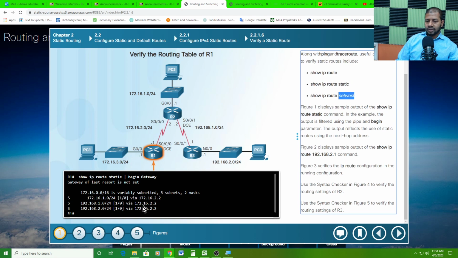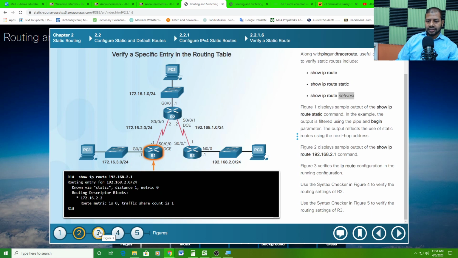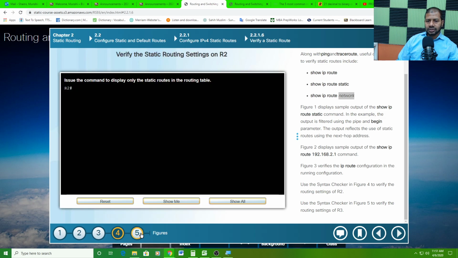Okay, there are more various show commands. So see show IP route with this network. That's okay, you can use the show commands. It's no big deal.